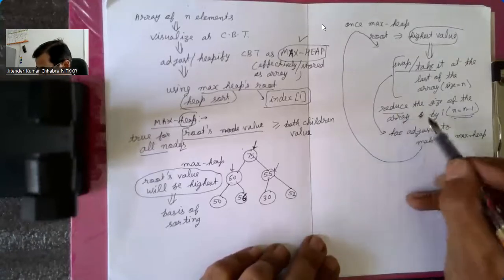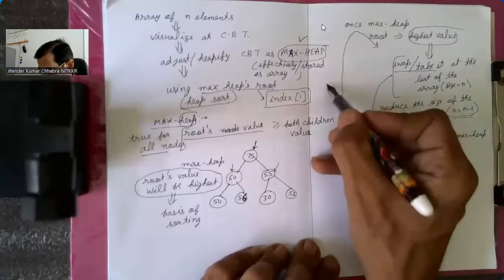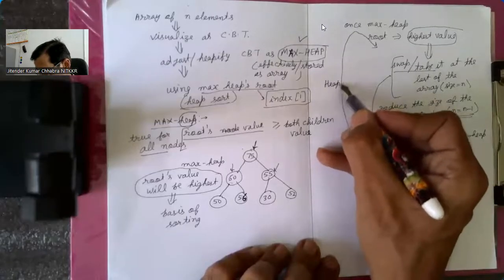Again, reduce the size. So every time, just keep on extracting the highest and bring the highest to the last of the array. And then again, you have to make things as max heap and keep on processing. So this is overall heap sort.